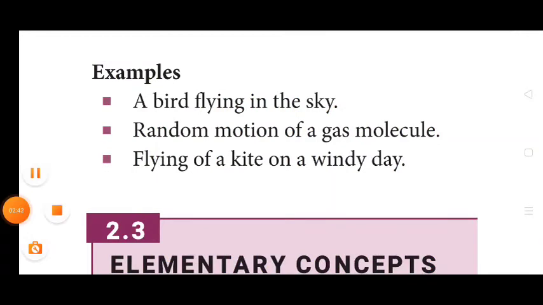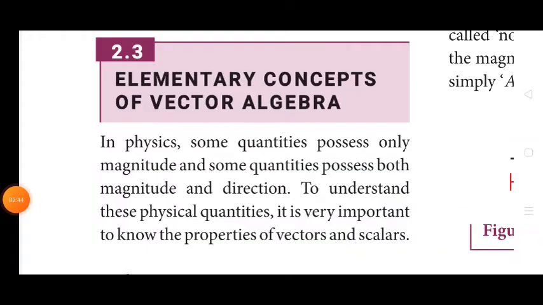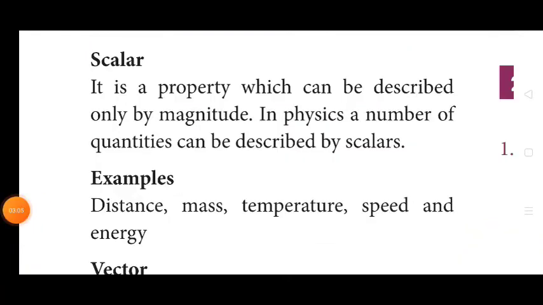Elementary concept of vector and vector algebra. Physical quantities possessing only magnitude are called scalar quantities. Those having both direction and magnitude are called vector quantities. A scalar is a property which can be described only by magnitude. In physics, a number of quantities can be described this way. Examples: distance, mass, temperature, etc.